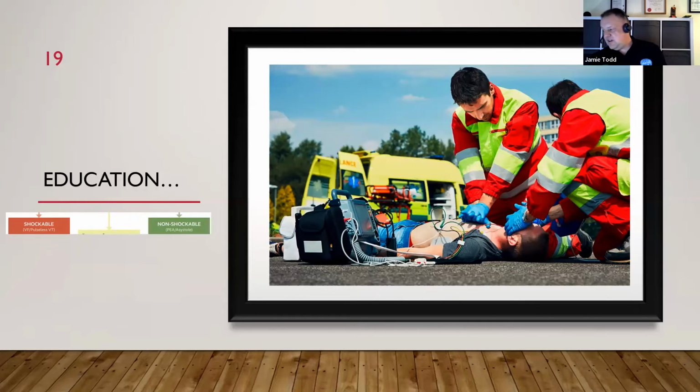In scenario-based ILS and ALS training, people are commonly asked to name the rhythm rather than name the algorithm. So they'll be asked, what's that rhythm? Oh, it's VF. What's that rhythm? Oh, it's PEA. And there is no algorithm for those things directly. It's shockable or non-shockable. And if we use the term shockable or non-shockable, that defines your action because it defines which loop you're in. Otherwise you're having to make another decision.